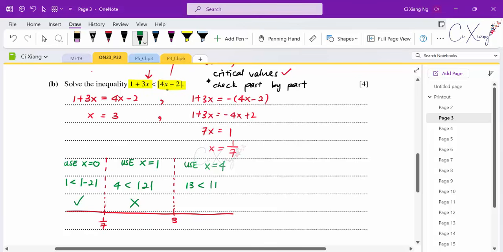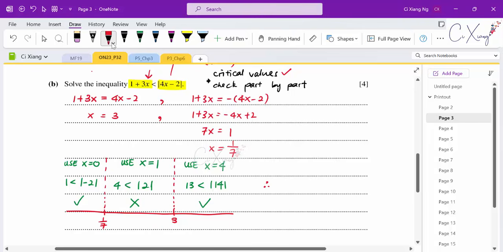So you're having modulus 14 on the right hand side of the inequality. Then again, double check this inequality and see whether it is true or not. So 13 is smaller than 14, and therefore this is the correct part that you want. So after checking part by part, I want to decide the final answer for this inequality.